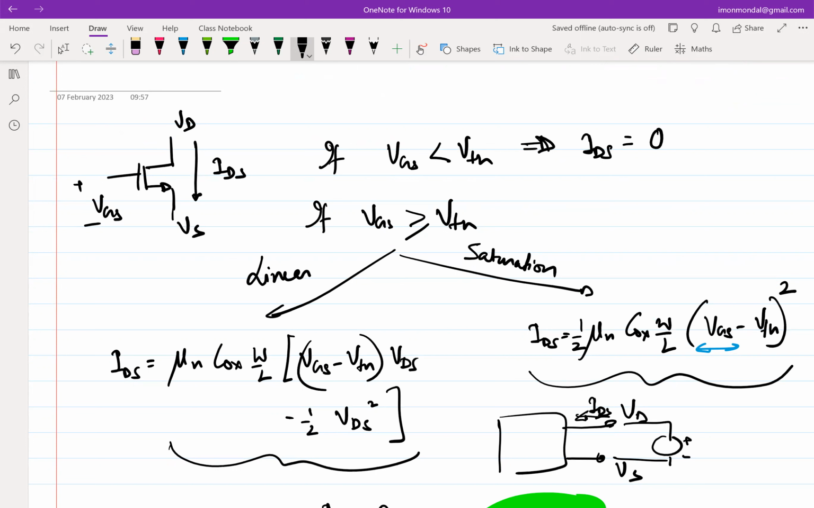So this flavor of MOSFET we call an enhancement type MOSFET if the threshold voltage is greater than 0. So if VTH is greater than 0, we call this an enhancement type MOSFET.